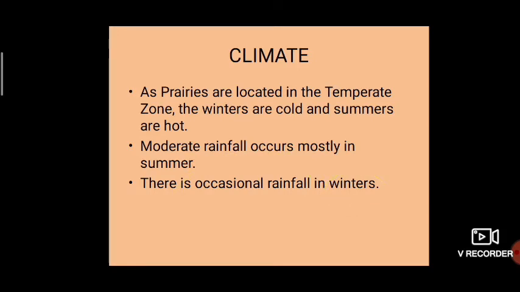So if we talk about rainfall, I have already told you, where the climatic condition is extreme, there is very low rainfall. Yes, there is moderate rainfall in the summer and very little rainfall in the winter.